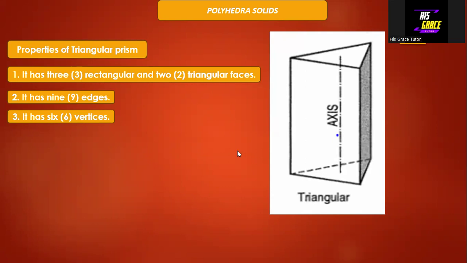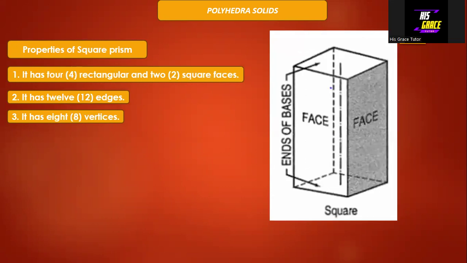Then let's look at the next one among the prisms. So we have a square prism. As I said, we usually use the shape of the cross-sectional end to name them. So this is a square prism. And for this square prism, the property says that it has 4 rectangular faces and 2 square faces. These are the 2 square faces. This face and this face are the square faces. Then 4 rectangular faces.